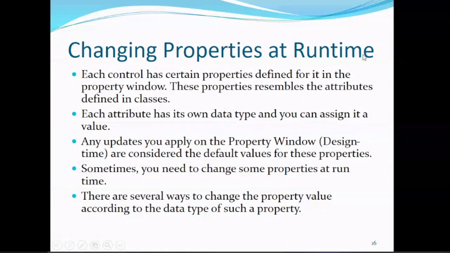Changing properties at runtime. Before run time you go to the properties window and change the properties. But if we want to change the property at the run time, what is the procedure? Each control has certain properties defined for it in the property window. These properties resemble the attributes defined in the classes. Sometimes you need to change some properties at the run time. There are several ways to change the property value according to the data type of such a property.